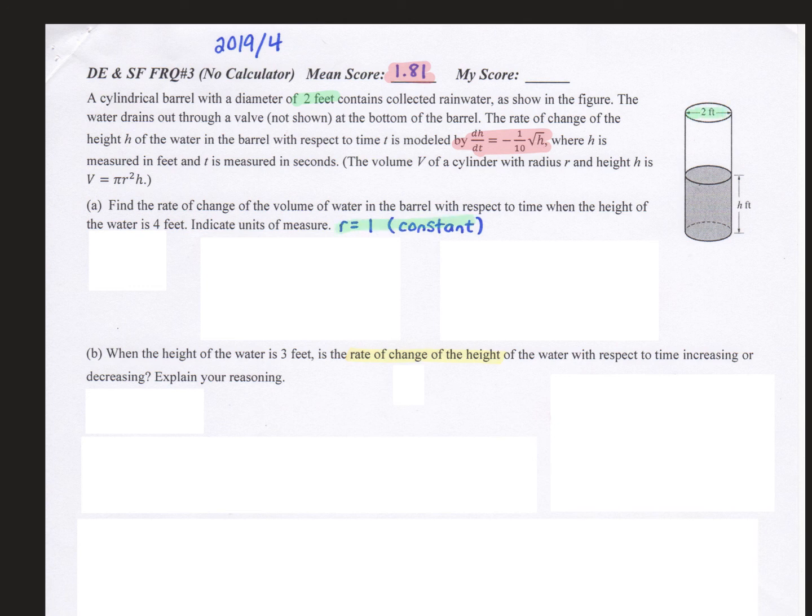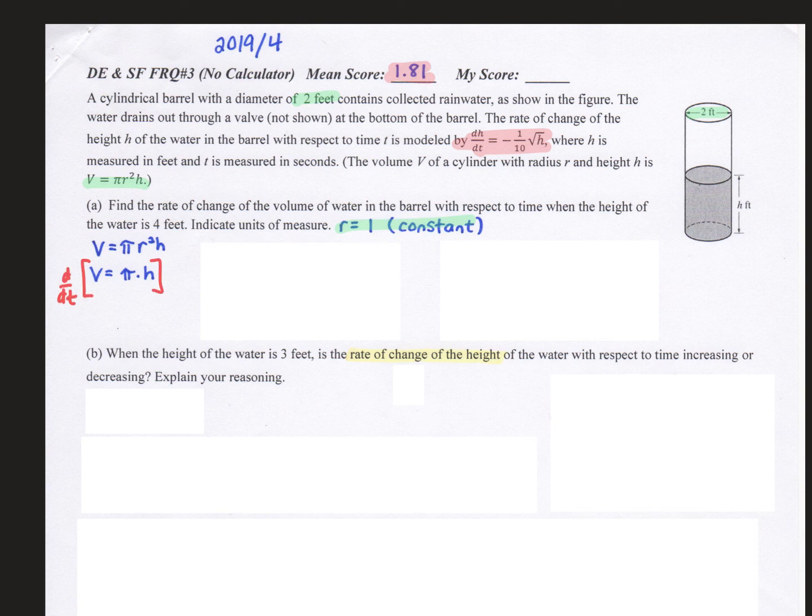Part A asks for the rate of change of the volume when the height is 4 feet, and we are given that volume formula right here, so I have to find dH/dt. Before I do that, I'm going to simplify my volume formula. If my radius is constantly 1, that means I can replace the radius with the 1, and I can simplify that volume formula before I do the derivative. I'm going to do this derivative with respect to t.